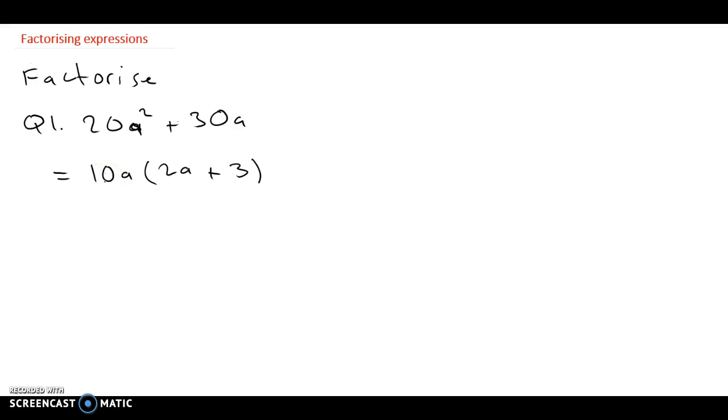So if you want to check your answer, we can go back and expand this factorised form we've got here. So 10a times 2a gives us 20a squared. 10a times 3 gives us 30a. Let's jump into another question.